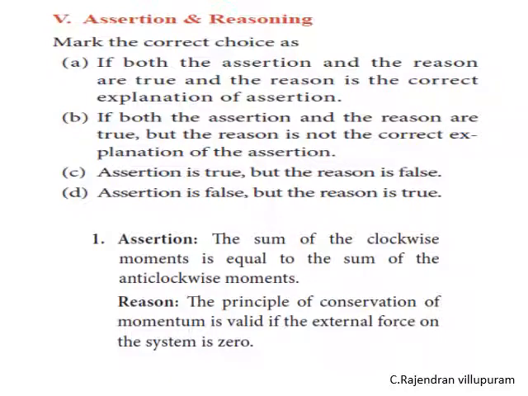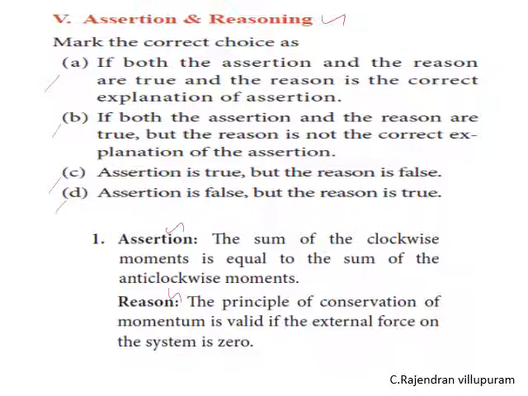Then the assertion and reason type. Assertion means a statement is given, and a reason is also a statement that is given. There may be a possibility of both being right, both being wrong, or one being right and the other wrong. Sometimes they give statements related to each other or unrelated to each other. Whatever type of question is asked, you have to answer like this. For this question they give 4 options here: A, B, C, D.